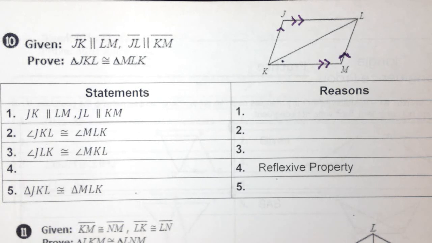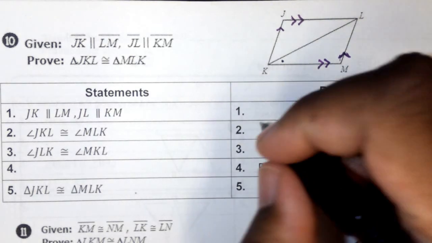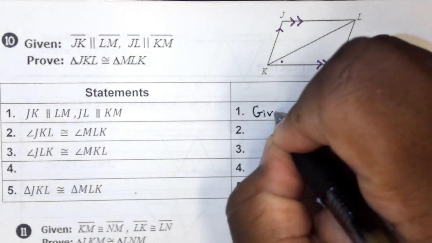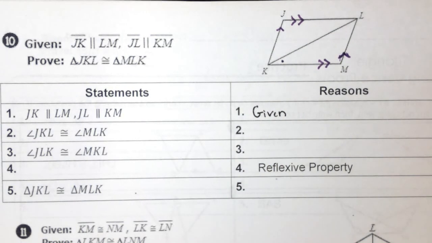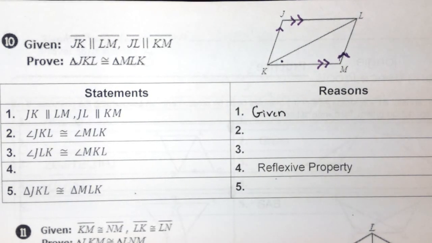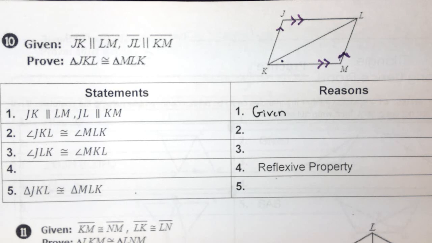Statement 1, obviously, the reason for that is what? Given. After that, this is where we're going to have to start marking some stuff. The next statement is angle JKL is congruent to angle MLK. If you mark it correctly, I promise you'll see it. You got to mark your angles correctly, though. JKL, mark that angle correctly.